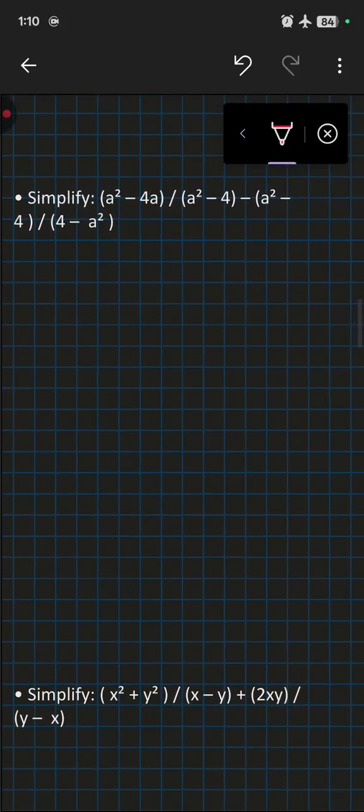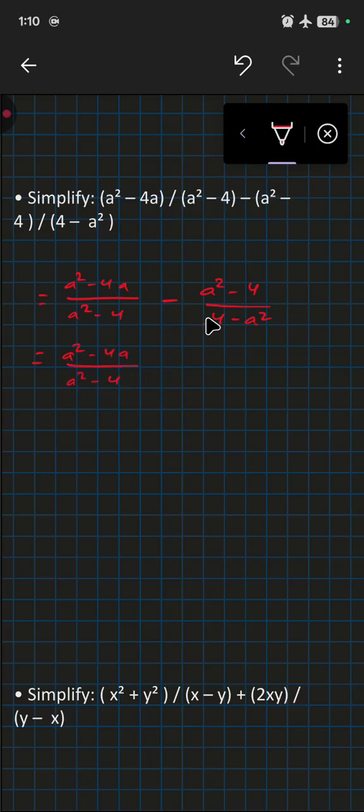We have this one. Here we have a square minus 4a on the top, and in the denominator we have a square minus 4. Similarly, another one, we have a square minus 4 on the top and 4 minus a square down. So what do we see here? Only these numbers are interchanged, terms are changed. This is a square minus 4, this is 4 minus a square. So for this there is a special rule.